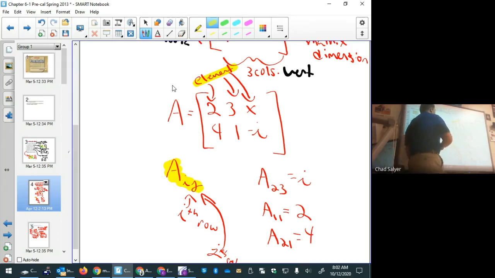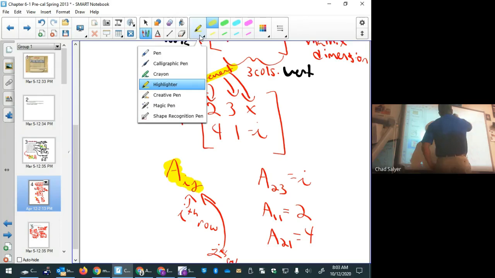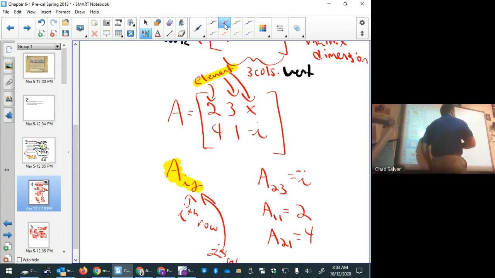So if I name a specific element, I will do so with a double subscript. The first item in the subscript is the row. The second is the column. So for example, let's say I wanted the element in the second row, third column. And that's actually negative i. So second row, third column is negative i.